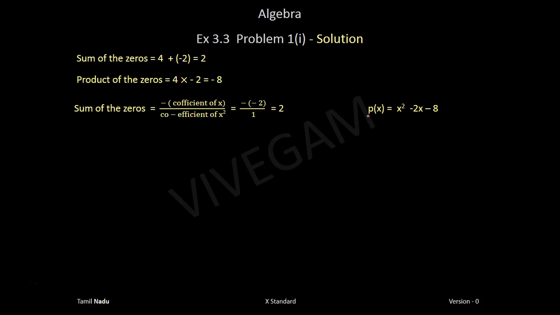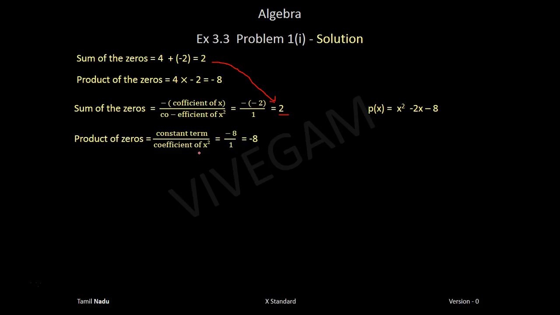We know the polynomial is x square minus 2x minus 8. So what's the coefficient of x? It is minus 2. Coefficient of x square is 1. So as per this equation, minus coefficient of x is minus of minus 2, and coefficient of x square is 1. So minus of minus becomes 2. 2 divided by 1 is 2. What is your sum of zeros? It is 2. So both are equal. So the first relationship is proved.